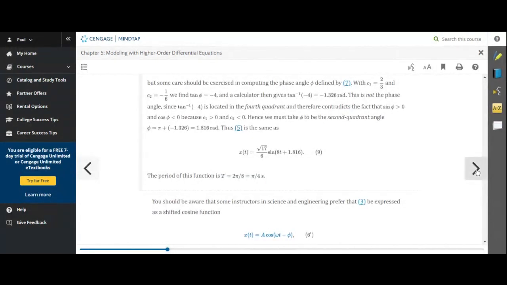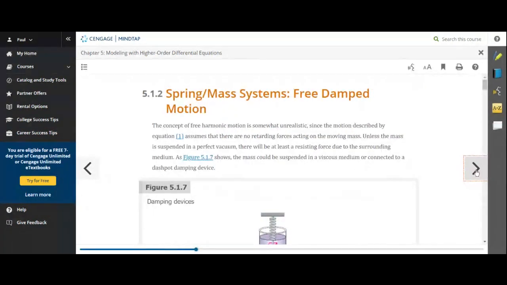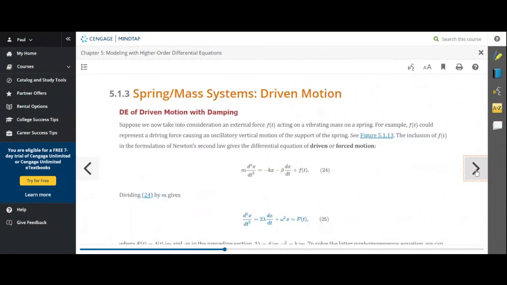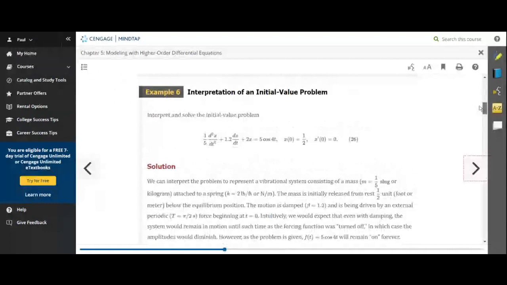Let me see. Can I maybe just... okay? So finding example 6. Yeah. So here, an example. Let me get this a little higher.